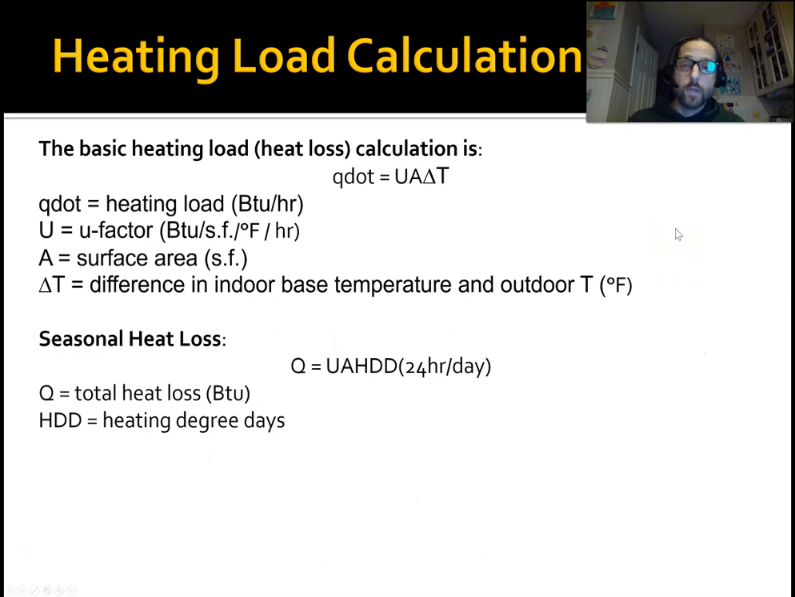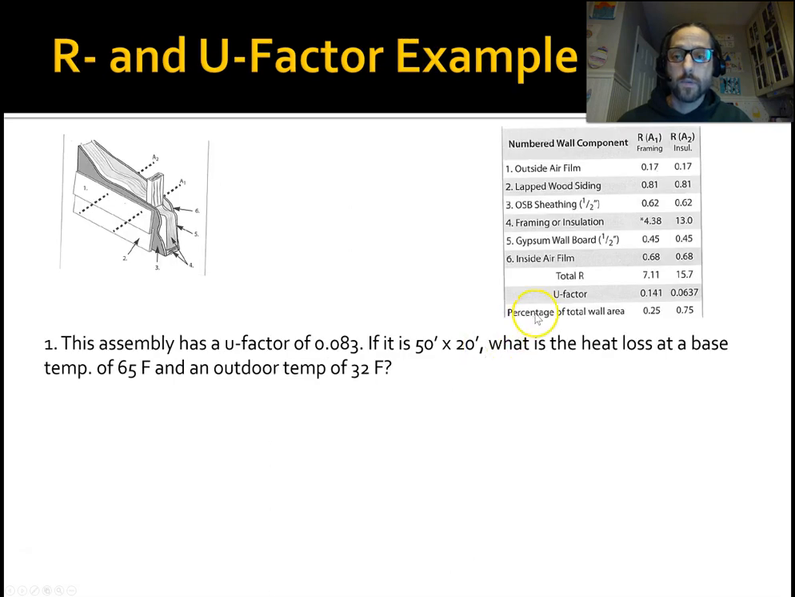So now if we want to know the heat load and the seasonal heat load through that surface, we have our UA delta T, which is our Q dot, right? So in BTUs per hour, this is a review. And then our seasonal is UA HDD times 24. So let's do the calculation. So now we have this assembly. We know that we have a U factor of 0.083.